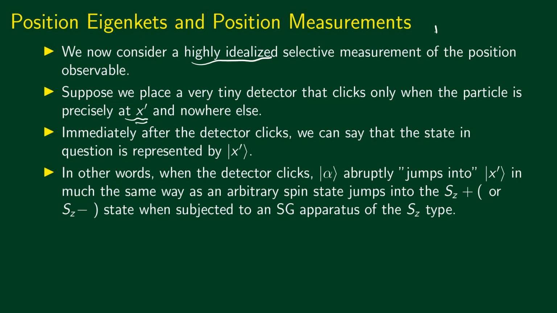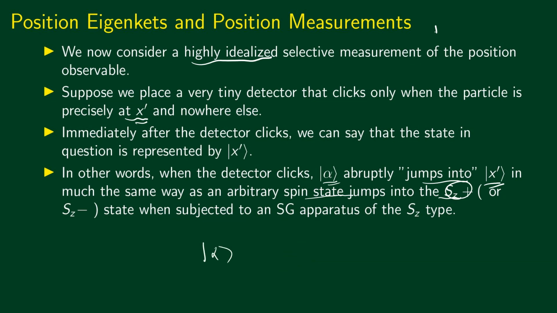Immediately after the detector clicks, according to our measurement theory, suppose the initial state was ket alpha, you could measure the position using an idealized detector like this, which clicks exactly when the particle is at x prime. If I make a measurement of position, we know that the state will change to ket x prime, an eigenket of the position operator. In other words, when the detector clicks, ket alpha abruptly jumps into ket x prime in much the same way as an arbitrary spin state jumps into the sz plus or sz minus state when subjected to an SG apparatus of the sz type. This is again something that we saw.